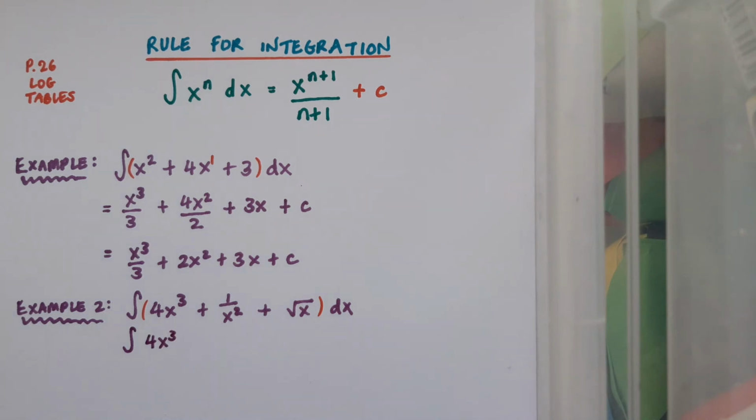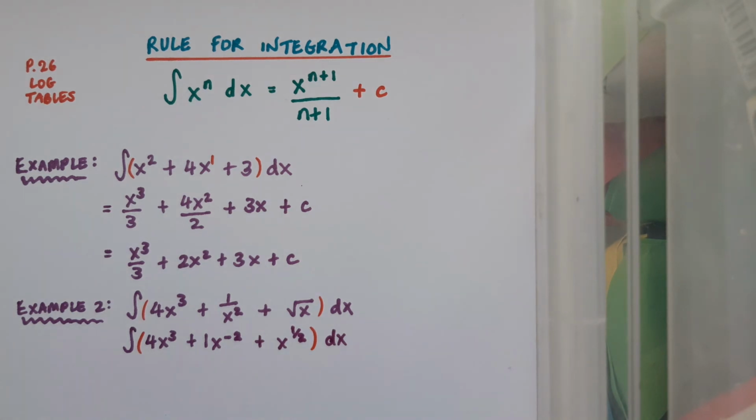So 4x cubed is fine as it is. Plus 1 over x squared, I'm not liking it looking like that, so I'm going to change that. How do you think it'll look? So I'm going to say plus 1x to the minus 2. And then finally I've got this root x. Again, not liking it written as a root. I want to write it using indices. How would that look? That's going to be x to the power of a half. And now I can begin to integrate.